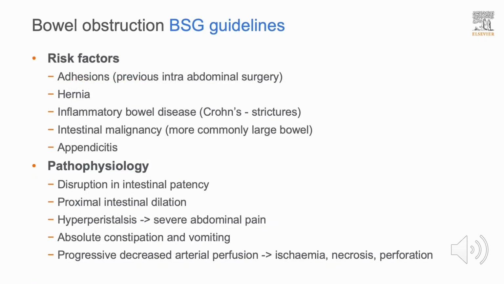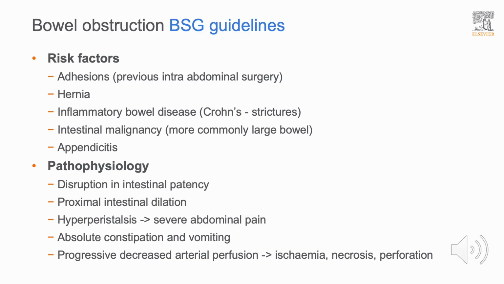Risk factors for bowel obstruction include adhesions relating to previous intra-abdominal surgery, hernias, which can lead to herniation of the bowel content into a defect in the abdominal wall, leading to obstruction, inflammatory bowel disease such as Crohn's disease, which can lead to strictures of the bowel, intestinal malignancy, which more typically relates to large bowel obstruction, and appendicitis.